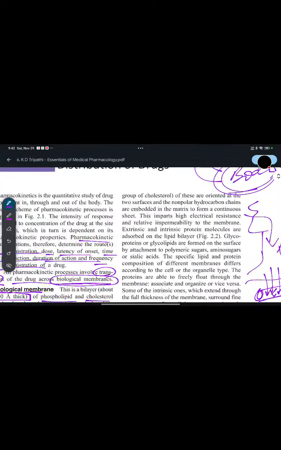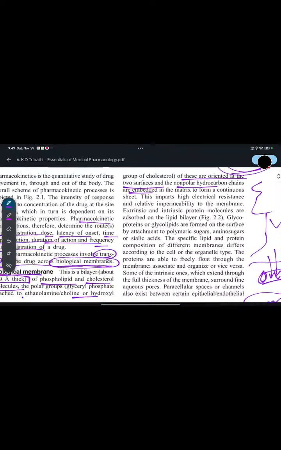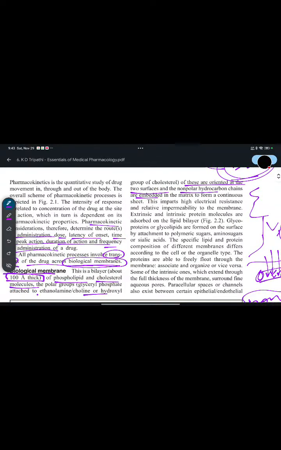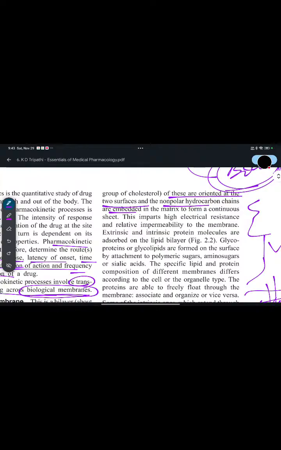Now these are oriented at the two surfaces. That means the lipid bilayer is oriented at the two surfaces, and the nonpolar hydrocarbon chains are embedded in the matrix to form a continuous sheet. So ultimately, is the cell membrane continuous or discontinuous? It is a continuous sheet, made up of phospholipid, cholesterol, and other polar molecules such as glyceryl phosphate, ethanolamine, choline, or the hydroxyl group of cholesterol. This imparts high electrical resistance and relative impermeability to the membrane.